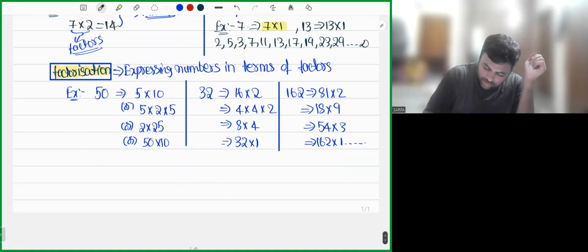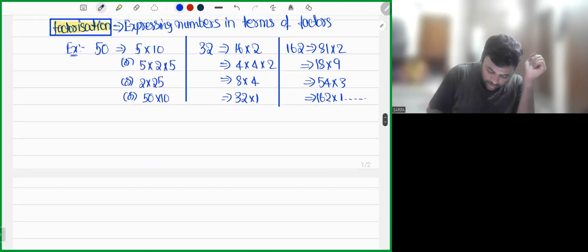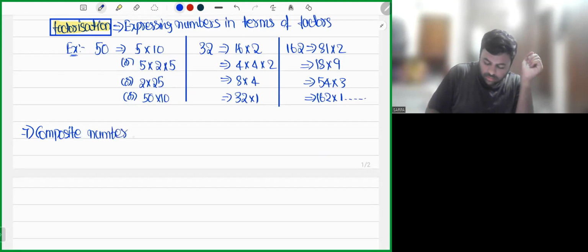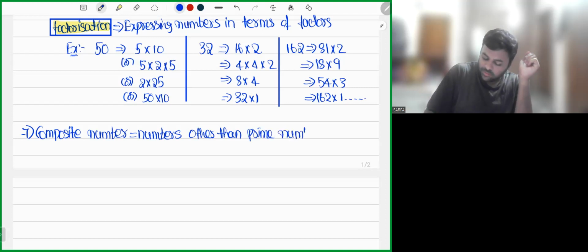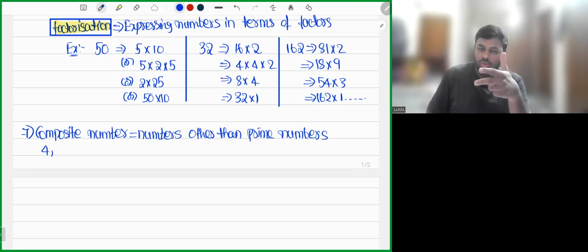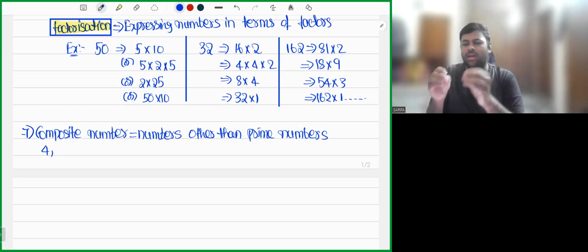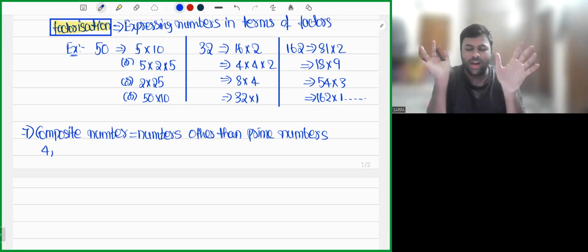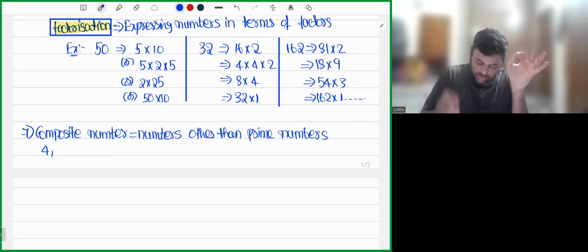Sir, then what is a composite number? Composite numbers mean numbers other than prime numbers. That is, you can express them in terms of factors other than 1. Like 4: you can write 1 into 4, 2 into 2, 4 into 1. Other than 1 into the same number or the same number into 1, if you can express it as a product of any other factors, it is called a composite number.